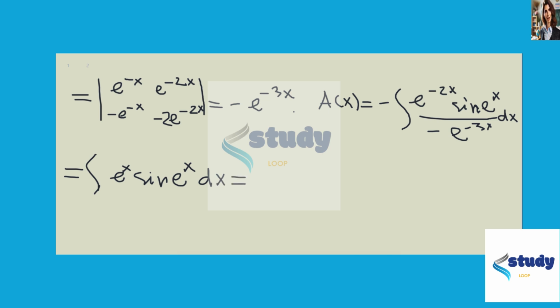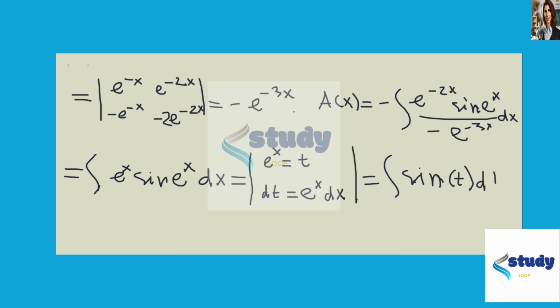Now, this is a simple calculus 2 integral, and there are several ways to do this, but you can probably already see that if we use a u substitution, let's use a different variable t. If you substitute e to the x equal to t, then we see that dt is equal to e to the x dx, so that this is simply equal to the integral of sine of t dt. This is because dt contains this e to the x term, and sine of e to the x simply becomes sine of t.